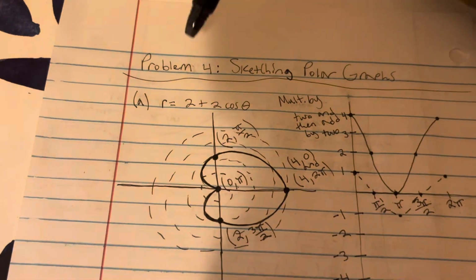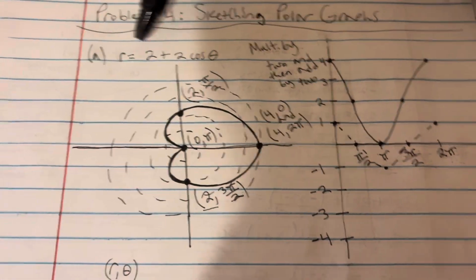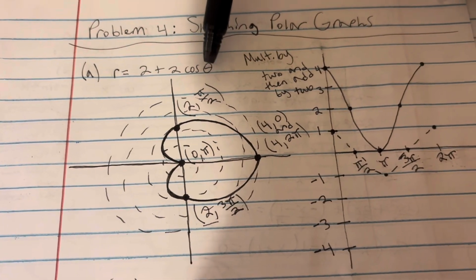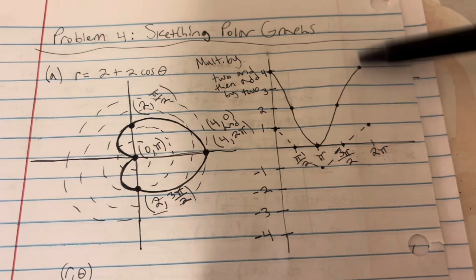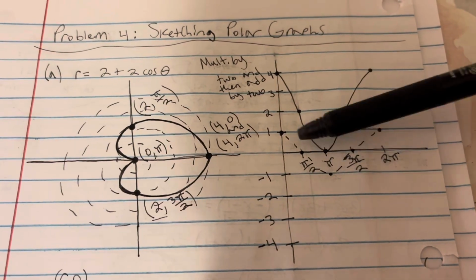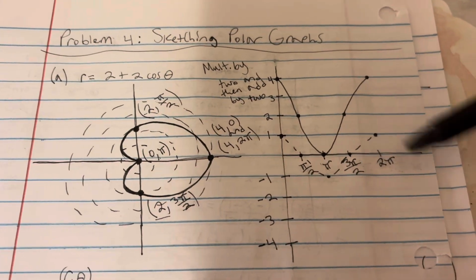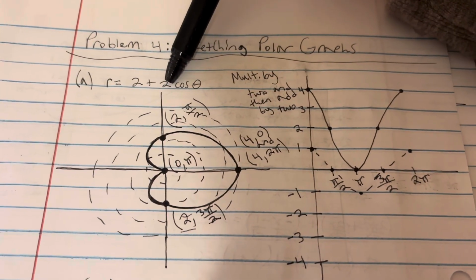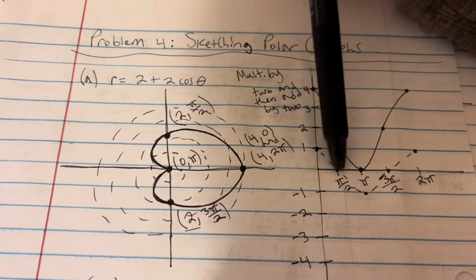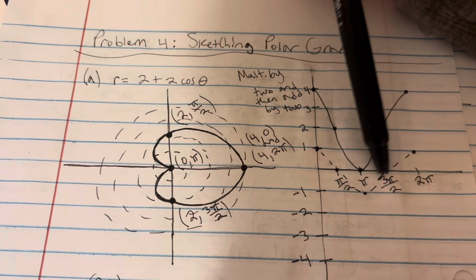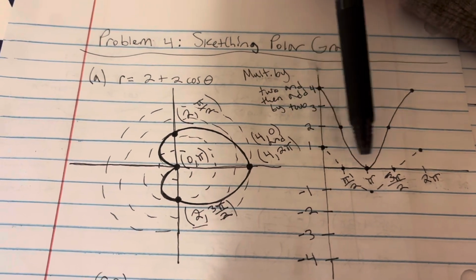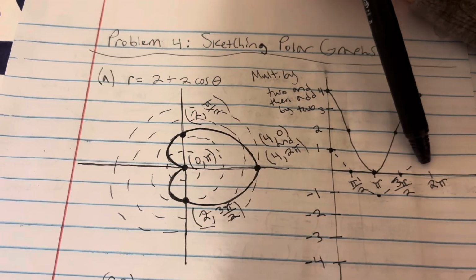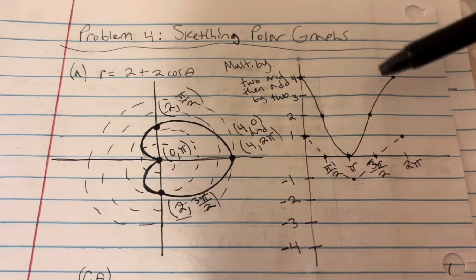Problem 4, sketching polar graphs. So starting with question A, within this question, is r equals 2 plus 2 cosine theta. So what I like to do is start with just drawing a cosine graph. This is the typical one, the one that's dashed. And so we can see that we're multiplying each of these values by 2, and we're also adding 2 to them. So multiply by 2 and add 2 for all of these values from the original cosine graph.